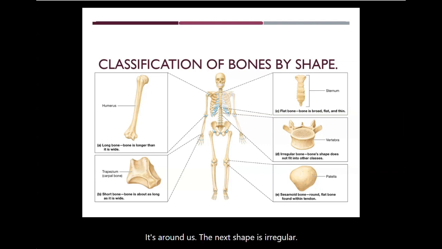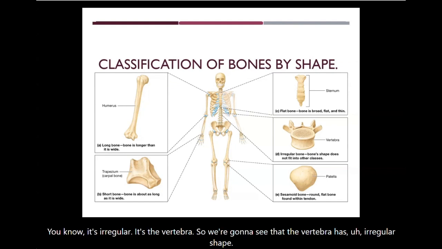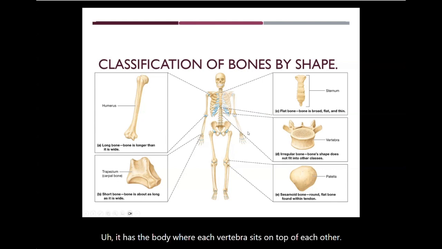It's around us. The next shape is irregular. Irregular shape means it doesn't have an actual shape. It's the vertebra. We're going to see that the vertebra has an irregular shape. It has the body, where each vertebra sits on top of each other. Does anybody remember what that cartilage in between the vertebra was called? I said that it provides a cushion so that our backbones don't sit on top of each other. Intervertebral discs, right? Good, very close. Intervertebral discs. So we're going to be able to see that.